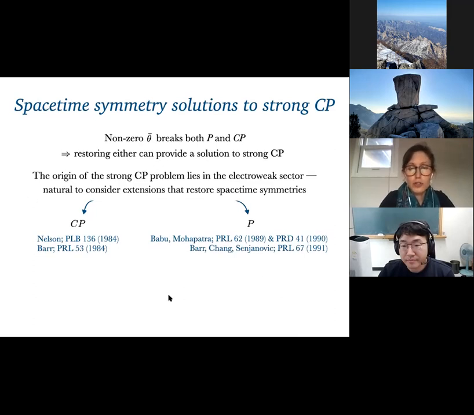So this class of solutions focuses on extending the electroweak sector of the standard model in a way such that either parity or CP are now good symmetries of the extended theory.